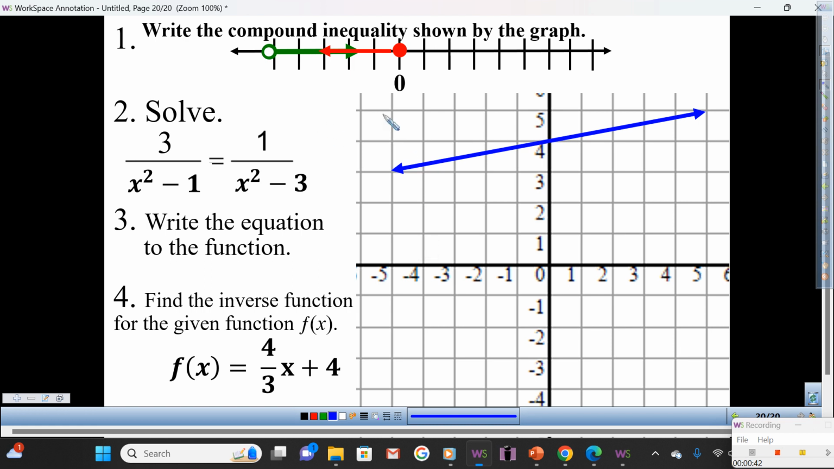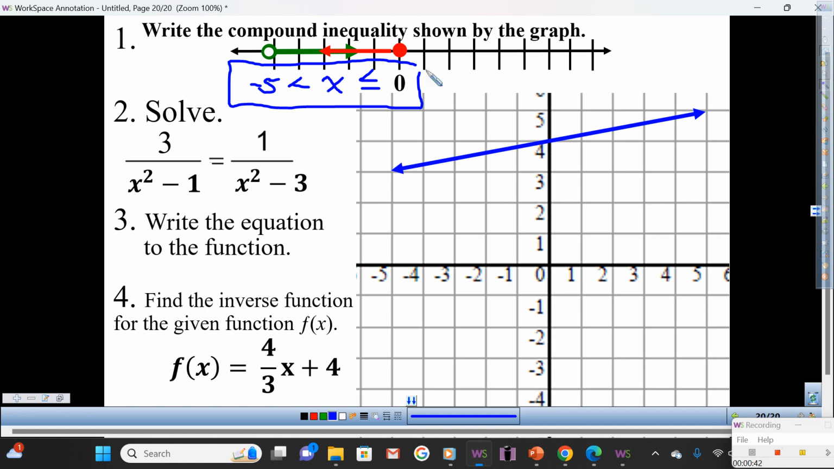All right. Jacob, go. Number one, inequality. -5. Hands, if you got that. That is correct.